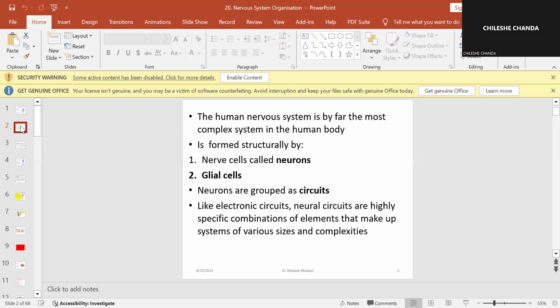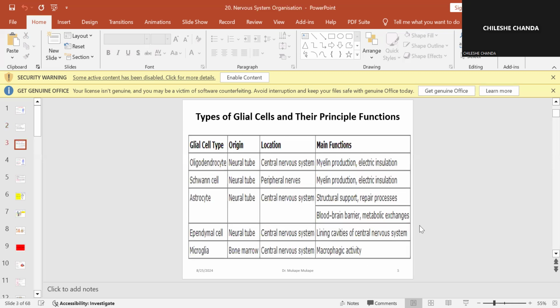Now, neurons are grouped as circuits, like electronic circuits. These are highly specific combinations of elements that make up systems of various sizes and complexities. Remember, the nervous system is made up of, one, the glial cells, and two, the neurons themselves.